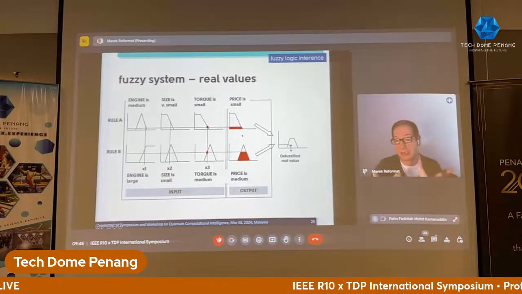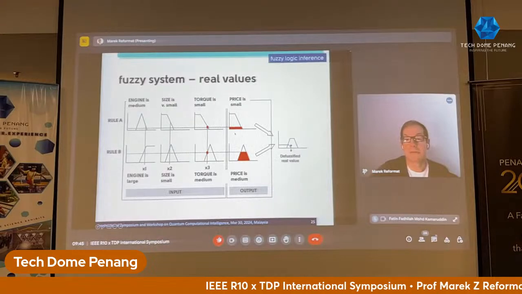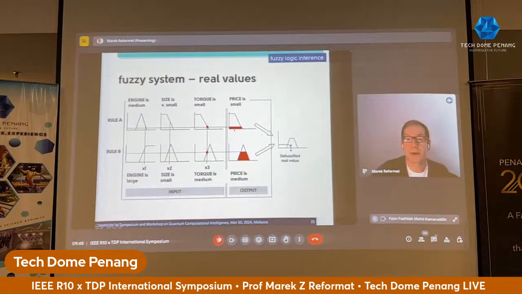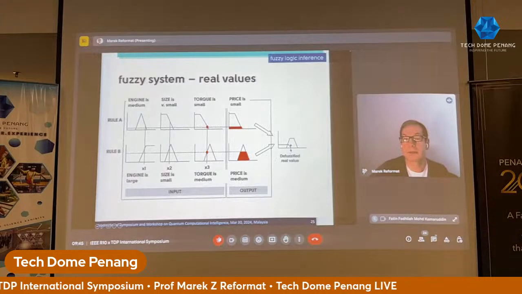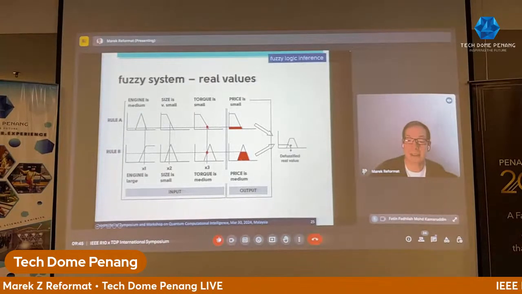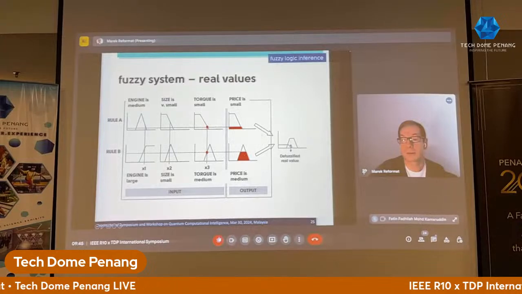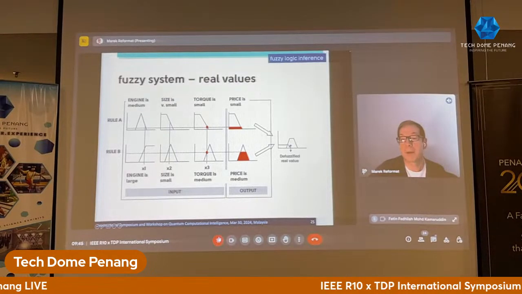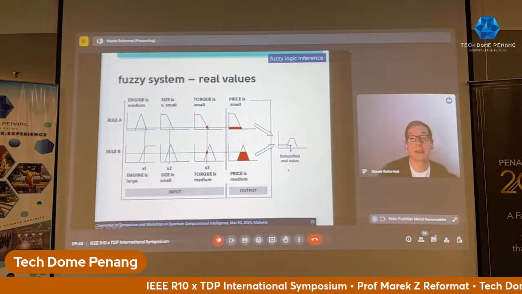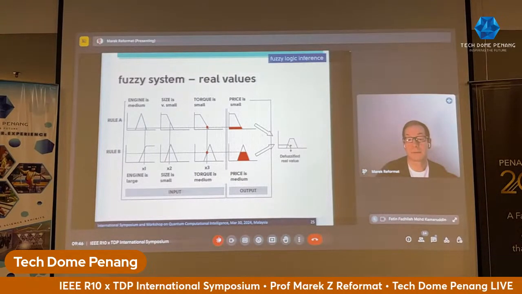So probably it will be, as you can see, a little bit of a balance between something which looks like a small and something like a medium. So it will be closer to the medium, because the mass coming from the medium is larger. So probably we'll have something along the lines of where the dot is. So that is the principle of building a fuzzy system.